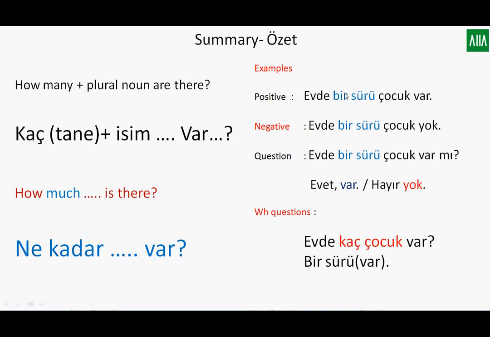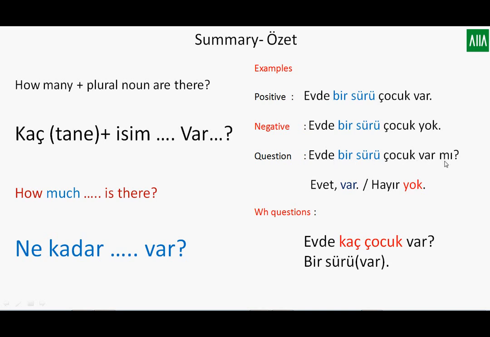Bir sürü. Let's see here. Evde bir sürü çocuk var, which means there are a lot of children in the house. There aren't a lot of children in the house: evde bir sürü çocuk yok. Question form: evde bir sürü çocuk var mı?